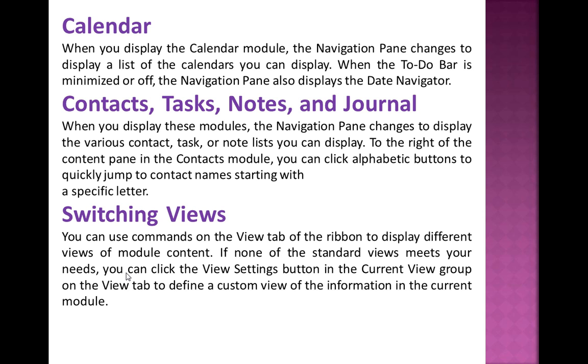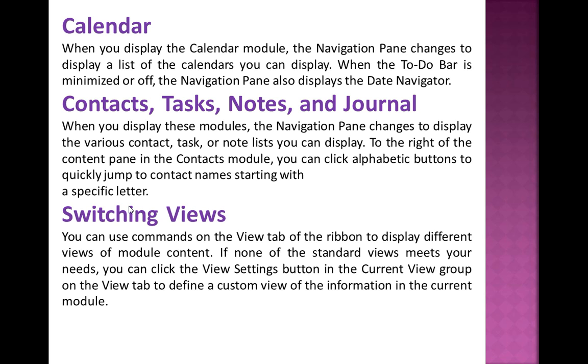Then there is another concept: contacts, tasks, notes and journal. This says when you display these modules, the navigation pane changes to display the various contacts, tasks or note lists you can display. It is in my provision that if I want to display the contacts, tasks, notes pane that is available in Outlook, I can display it with the help of Outlook 2010. To the right of the content pane in the contacts module, you can click an alphabet button to quickly jump to contact names starting with a specific letter. You can simply move from one place to another.